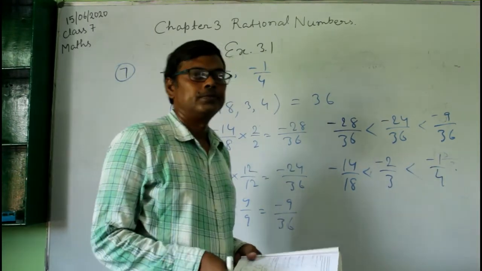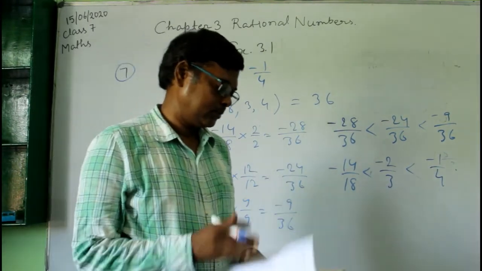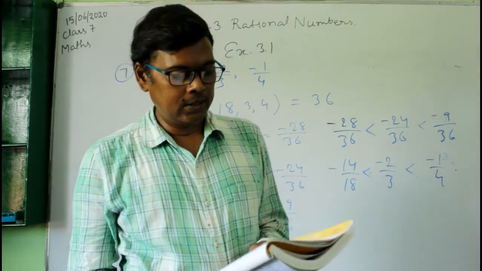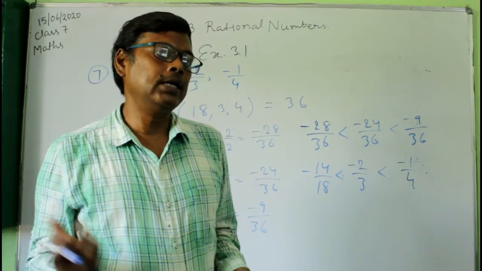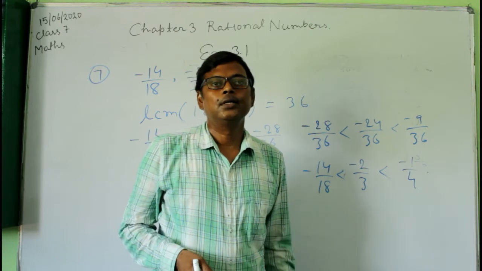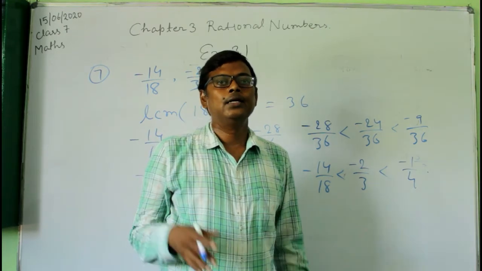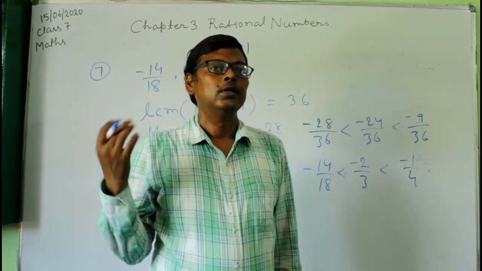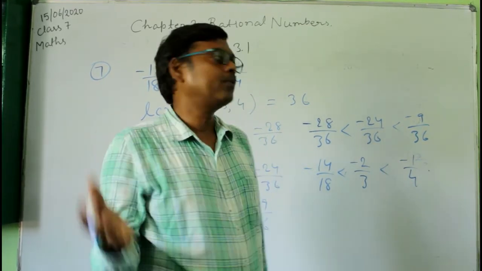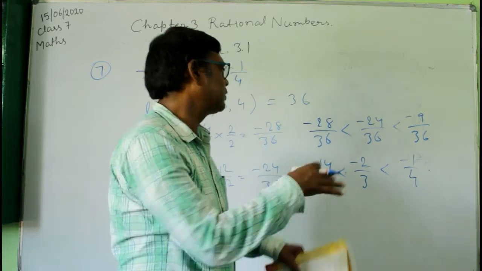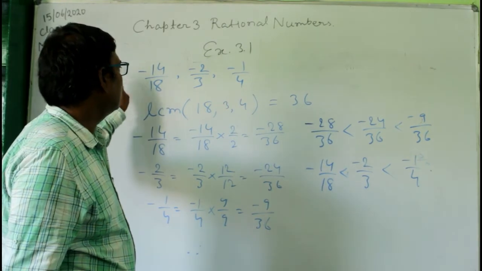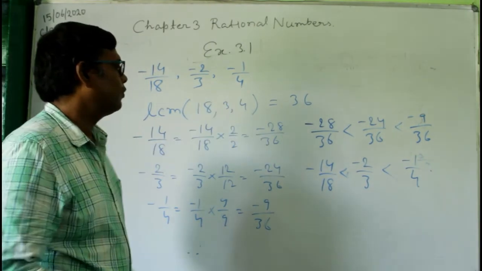And for other questions, in question number 7 and question number 8: in question number 8, you have to arrange the given rational numbers in the descending order. Descending means that you have to arrange all the given numbers in the decreasing order. But the process remains the same, just reverse it. Like if the question is to arrange these numbers in the descending order, then what will be the answer?